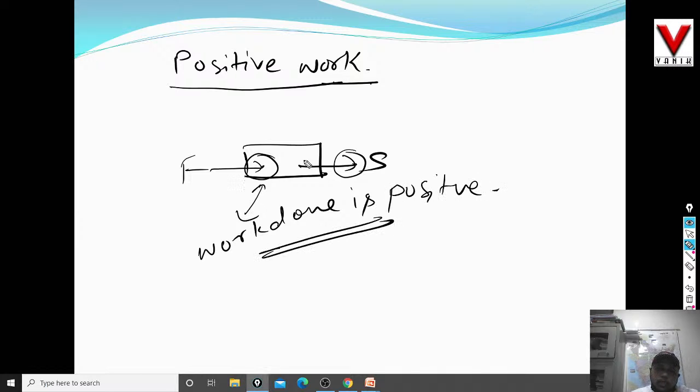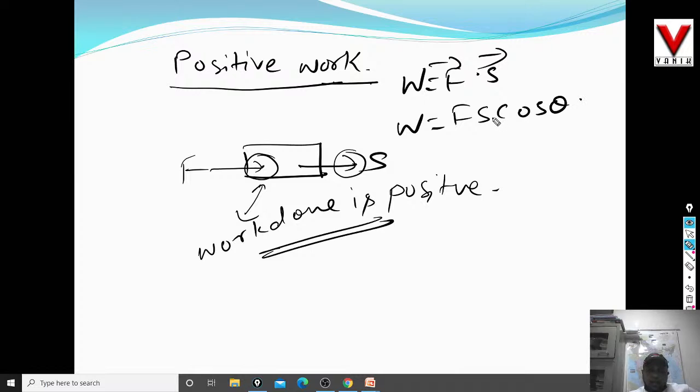Now, why do we say that when the displacement of the body is along the direction of applied force, work done is positive? Let us see the expression. We know W is equal to F vector dot S vector. This is in vector form. If I simplify and expand this term, I'll be writing this as Fs cos theta.